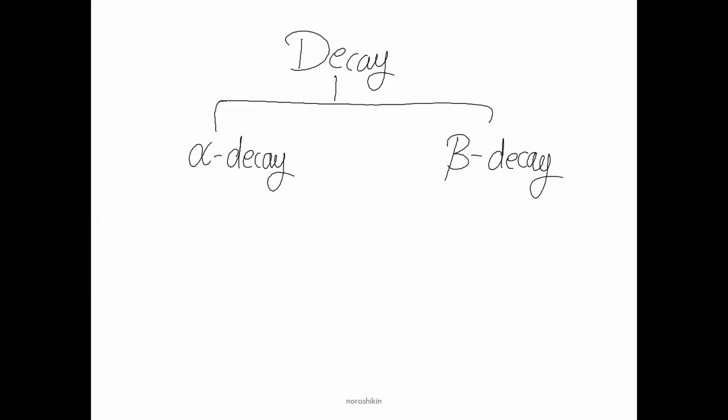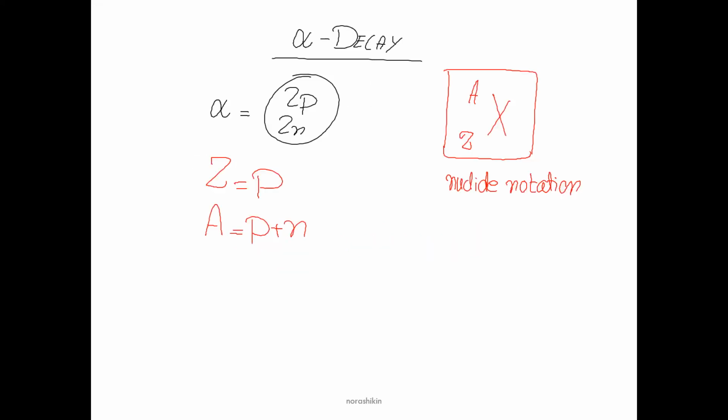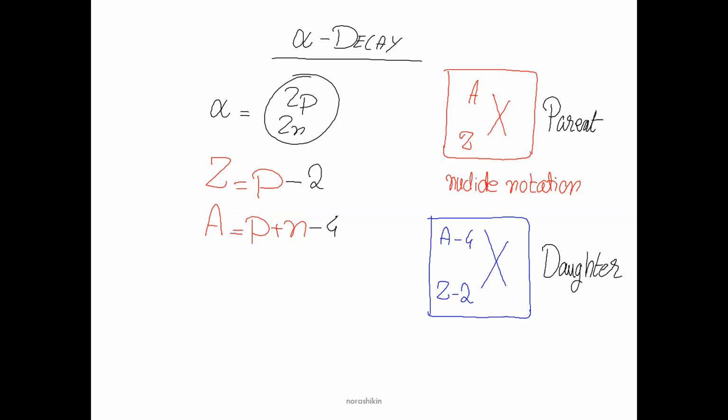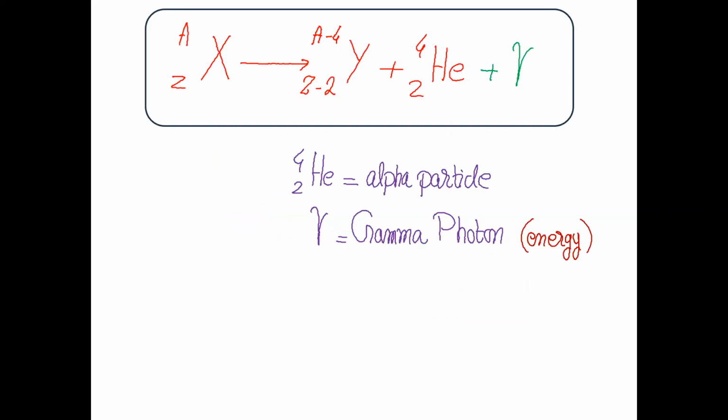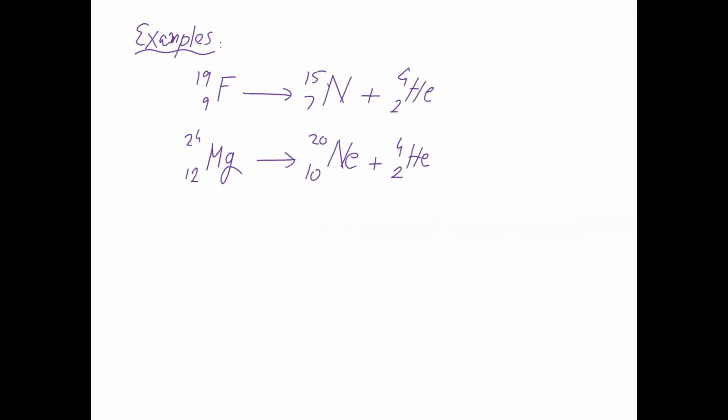There are two types of decay, alpha decay and beta decay. And gamma rays do not cause any decay, even though they are emitted. In alpha decay, when an alpha particle is released, it is a packet of 2 protons and 2 neutrons. So the atomic number decreases by 2 and the mass number decreases by 4.